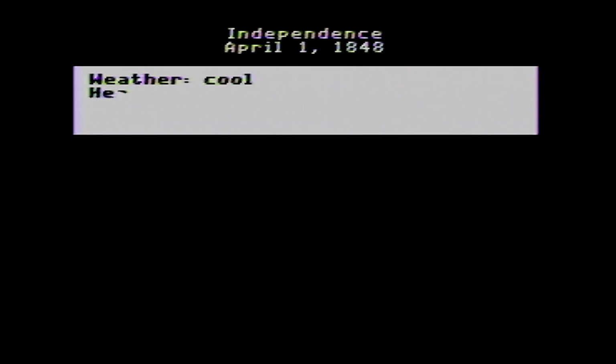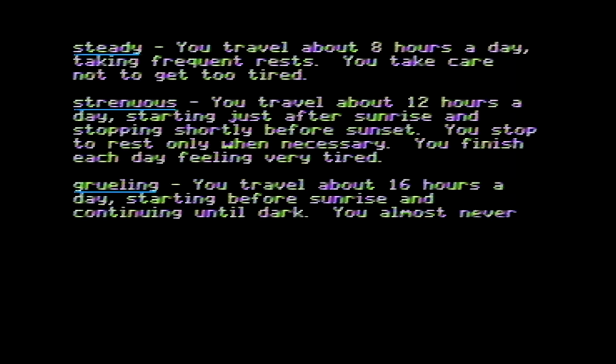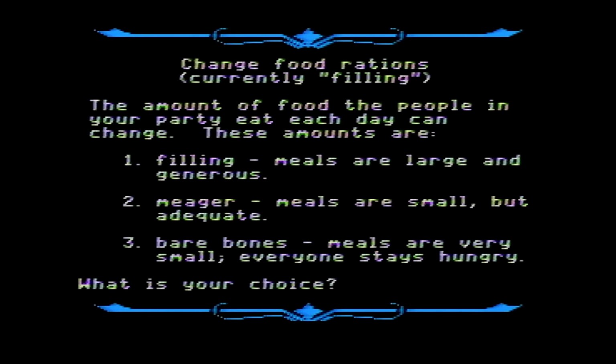Now you have to decide how your party is going to get along. There are 3 different paces you can set your wagon on: steady, strenuous, and grueling. The harder the pace, the faster you travel, but also the worse your party's health ends up being. You also need to set the use of rations for your party between filling, meager, and bare bones. The worse the rationing, the more health risks your party has, but you save food. Both the pace and rations can be changed as you go along.